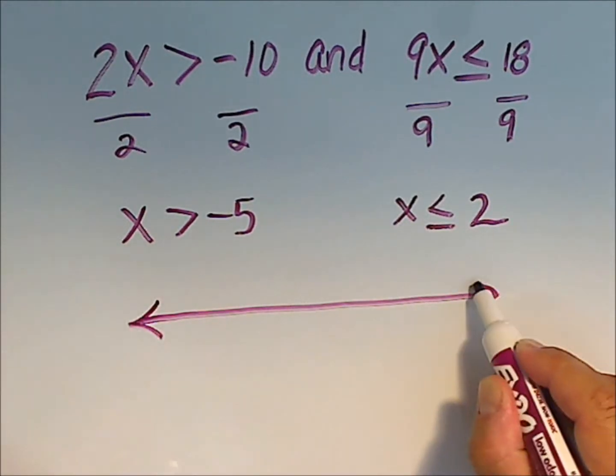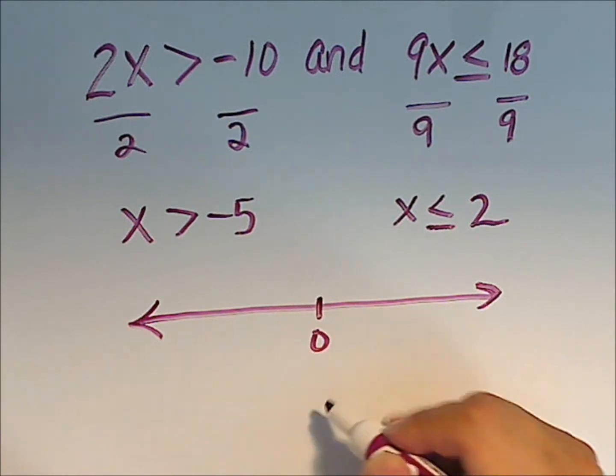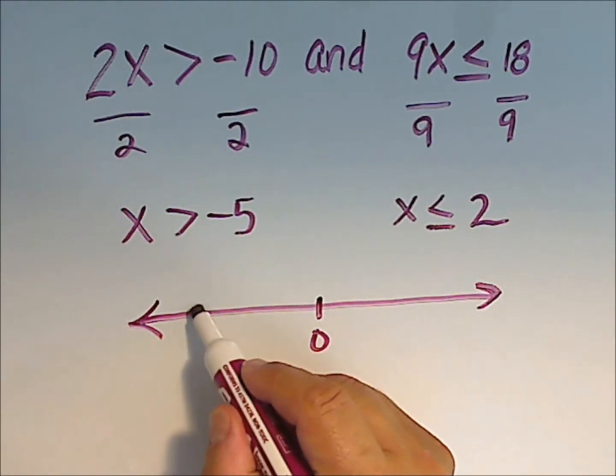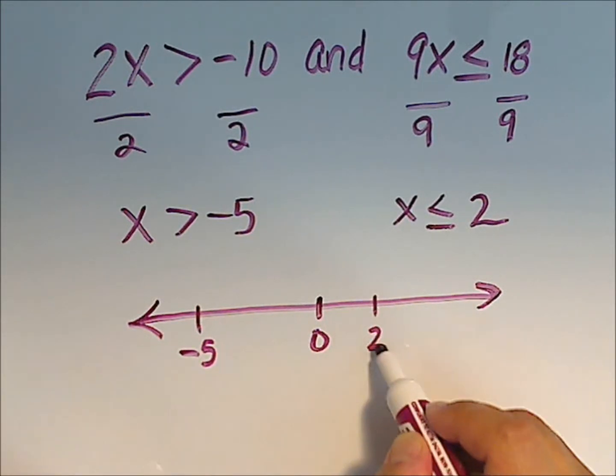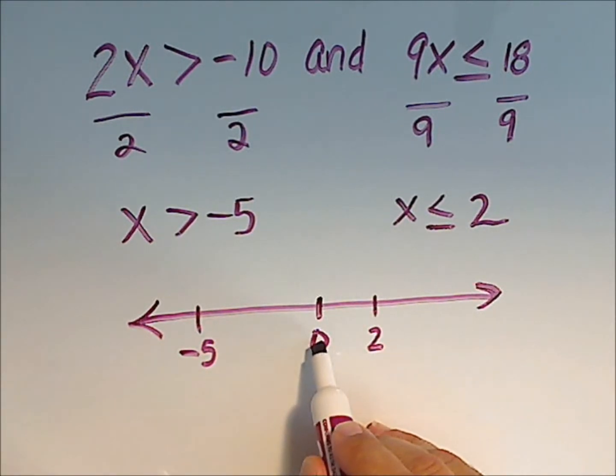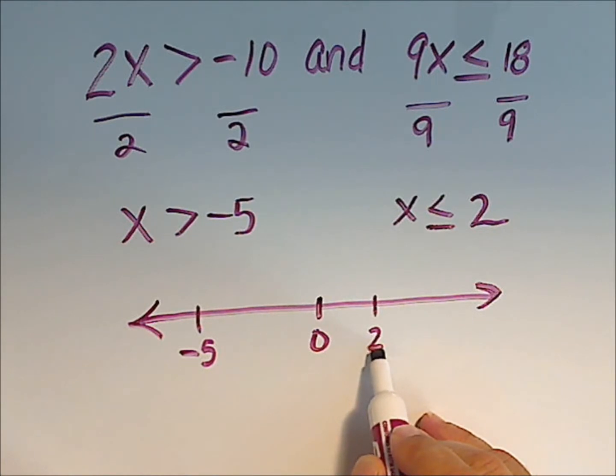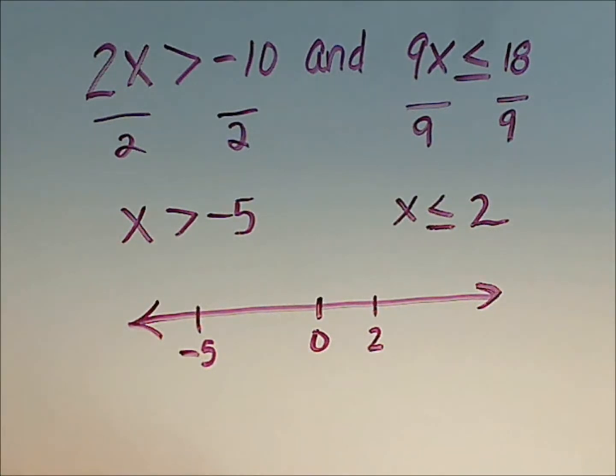I draw a number line. I put a 0 somewhere in the middle of that number line. The most important numbers here are negative 5 and 2. 5 is a little further away from the 0, and 2 is not as far from the 0, so I'm going to draw them like that.